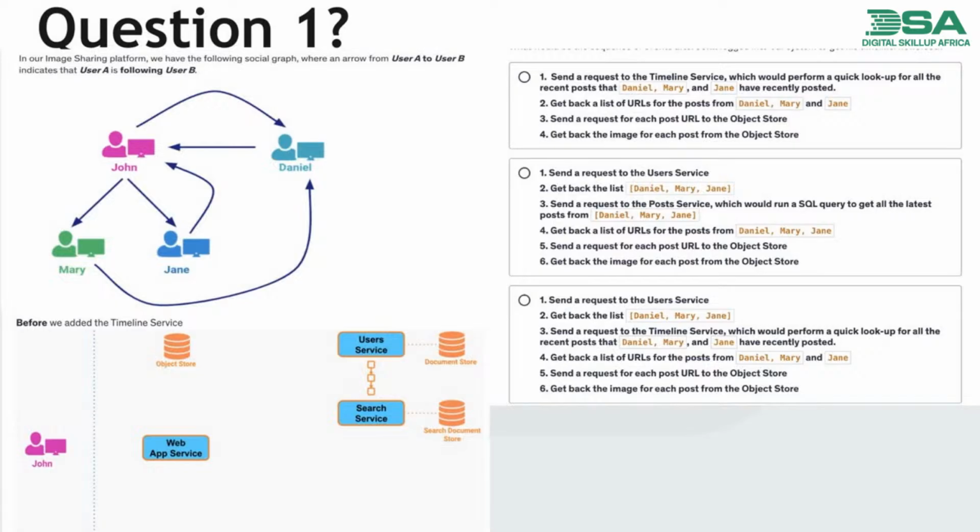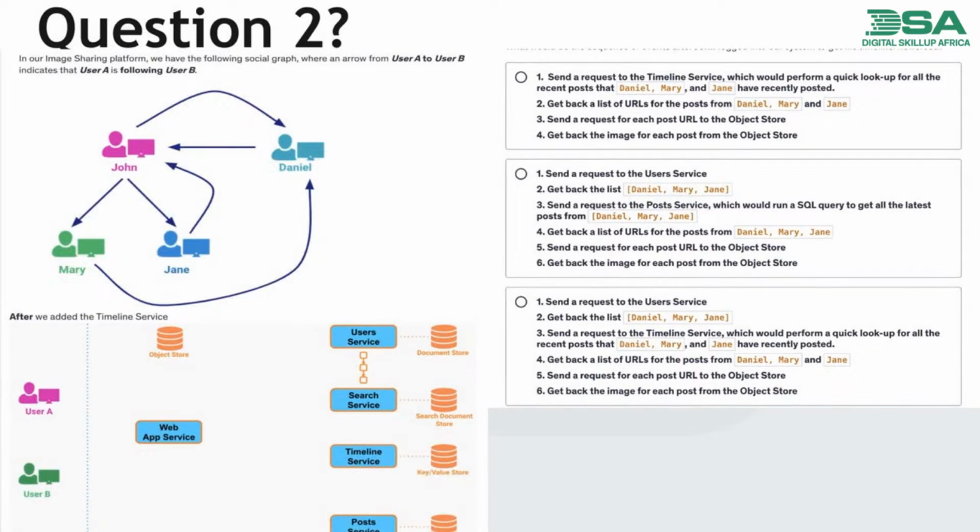And what it does is you send a request to the user service, you get back Daniel, Mary, and Jane, and then you send a request to the timeline service, which will perform a quick lookup for all the recent posts that Daniel, Mary, and Jane have recently posted. Then the first step is you get back all the list of the URLs for the posts from Daniel, Mary, and Jane. And then you send a request for each post URL to the object store, and you get back the image for each post from the object store.